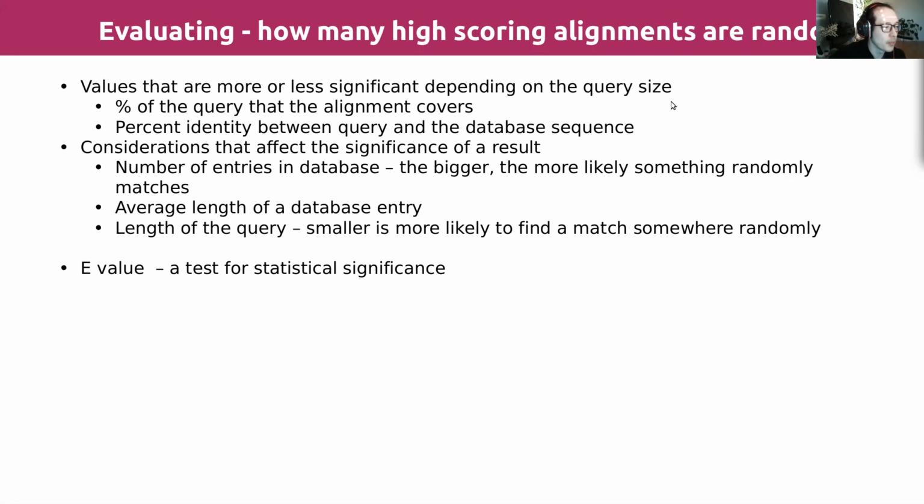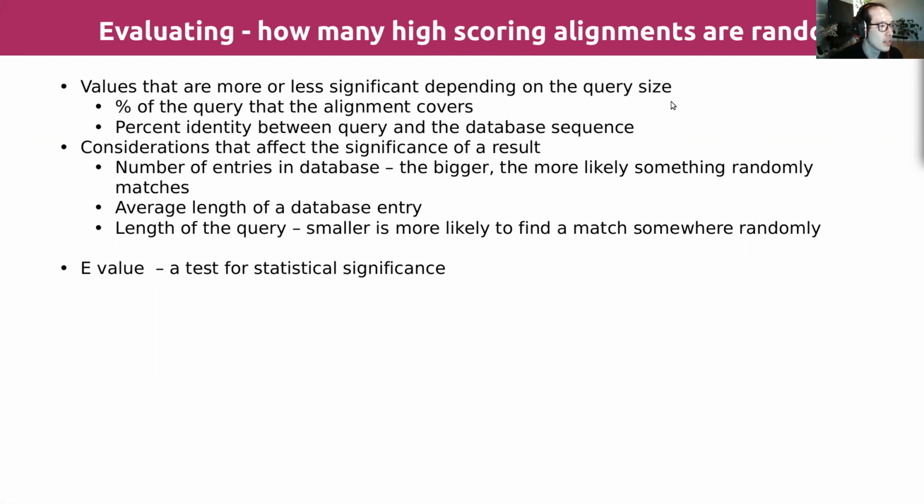Because if we use a really small query like GATC, for example, and search the entire human genome for it, of course, we're going to find a lot of hits for that simply due to randomness and the increasing probability of running into something when it's really small.